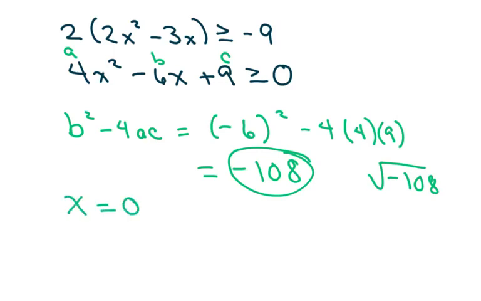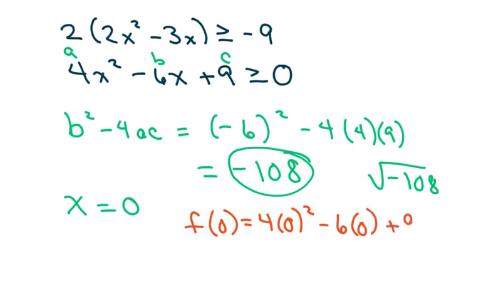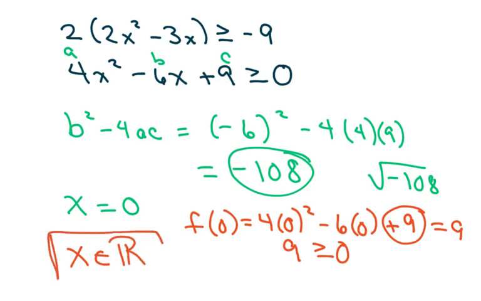If we test x equals 0, we're going to get f of 0 equals 4 times 0 squared minus 6 times 0 plus 9. And in that case, this equals 9. 9 is positive. Therefore, the solution set is any real number. So it's all real numbers for this one, since this is positive. And that's all.